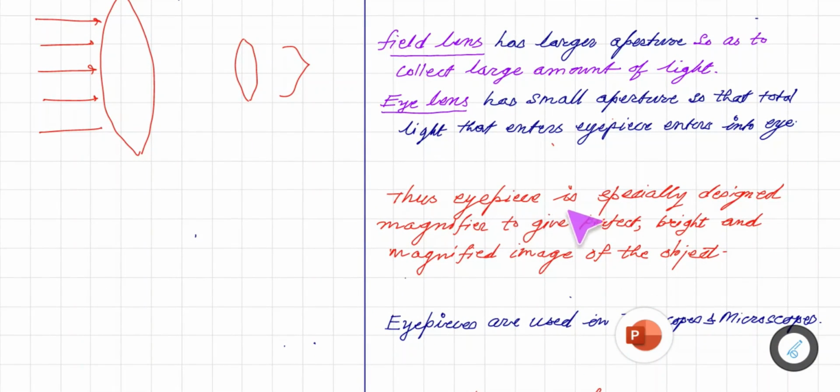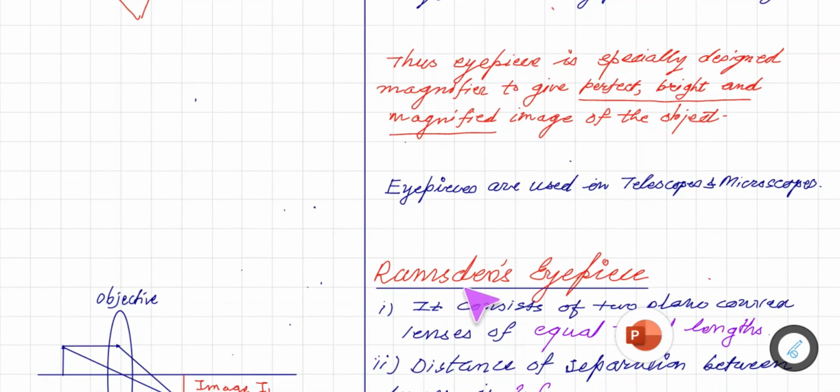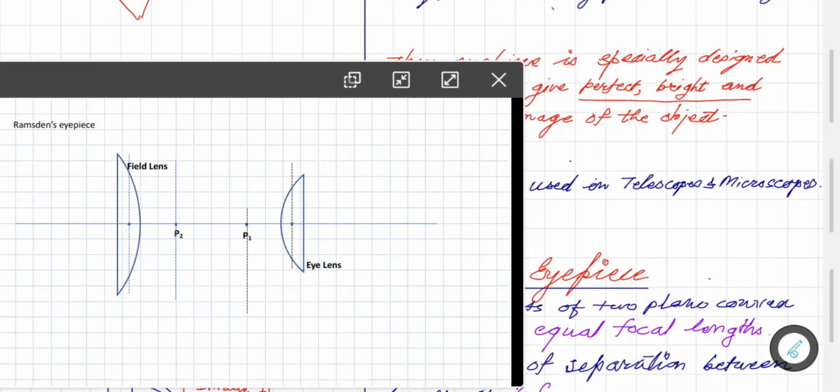So thus the eyepiece is a specially designed magnifier to give a perfect, bright and magnified image of the object. Using the eyepiece we get these things: the image is perfect, bright as well as magnified. The eyepiece is used in telescopes, microscopes, etc. Now we are going to talk about Ramsden's eyepiece. First we will think about the basic construction and understanding, and then we'll go into details.